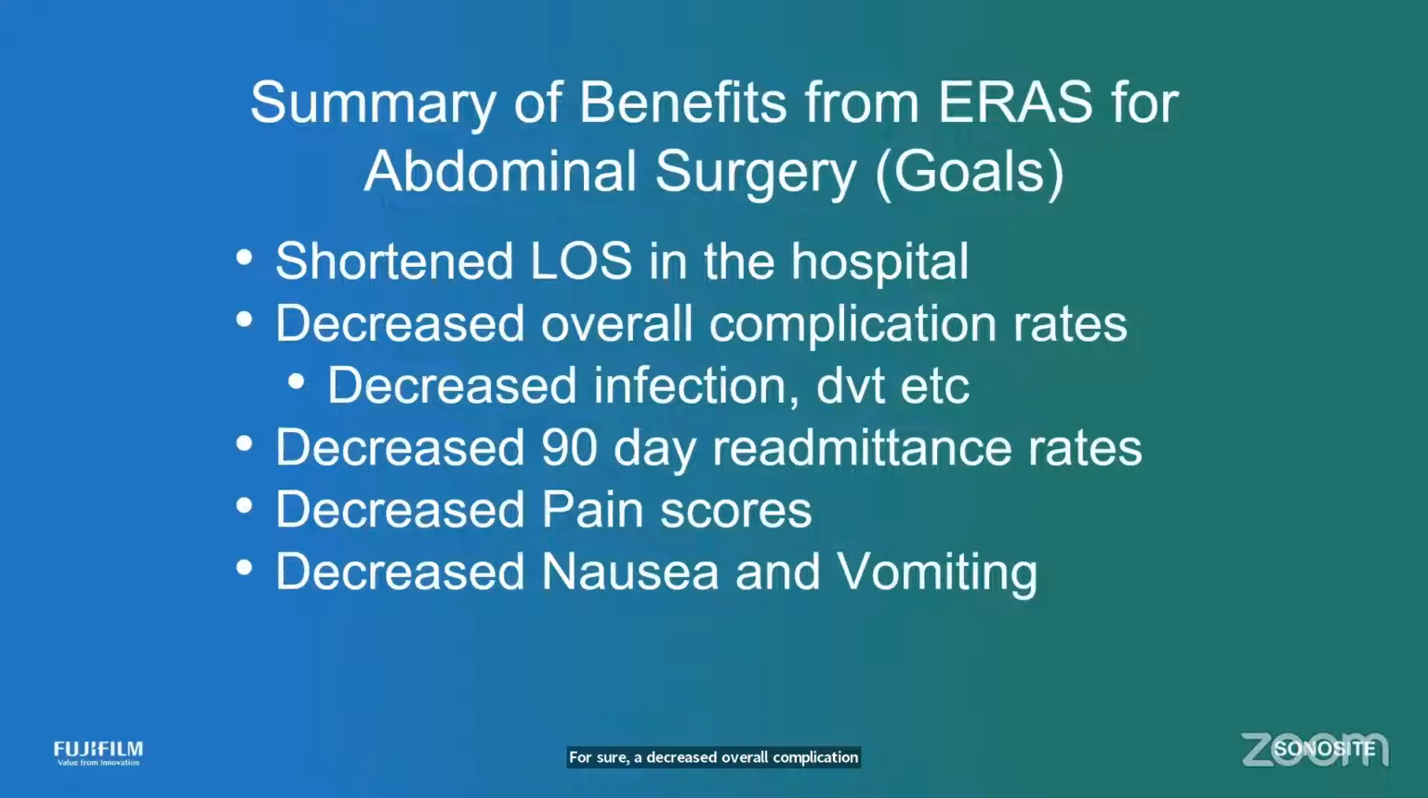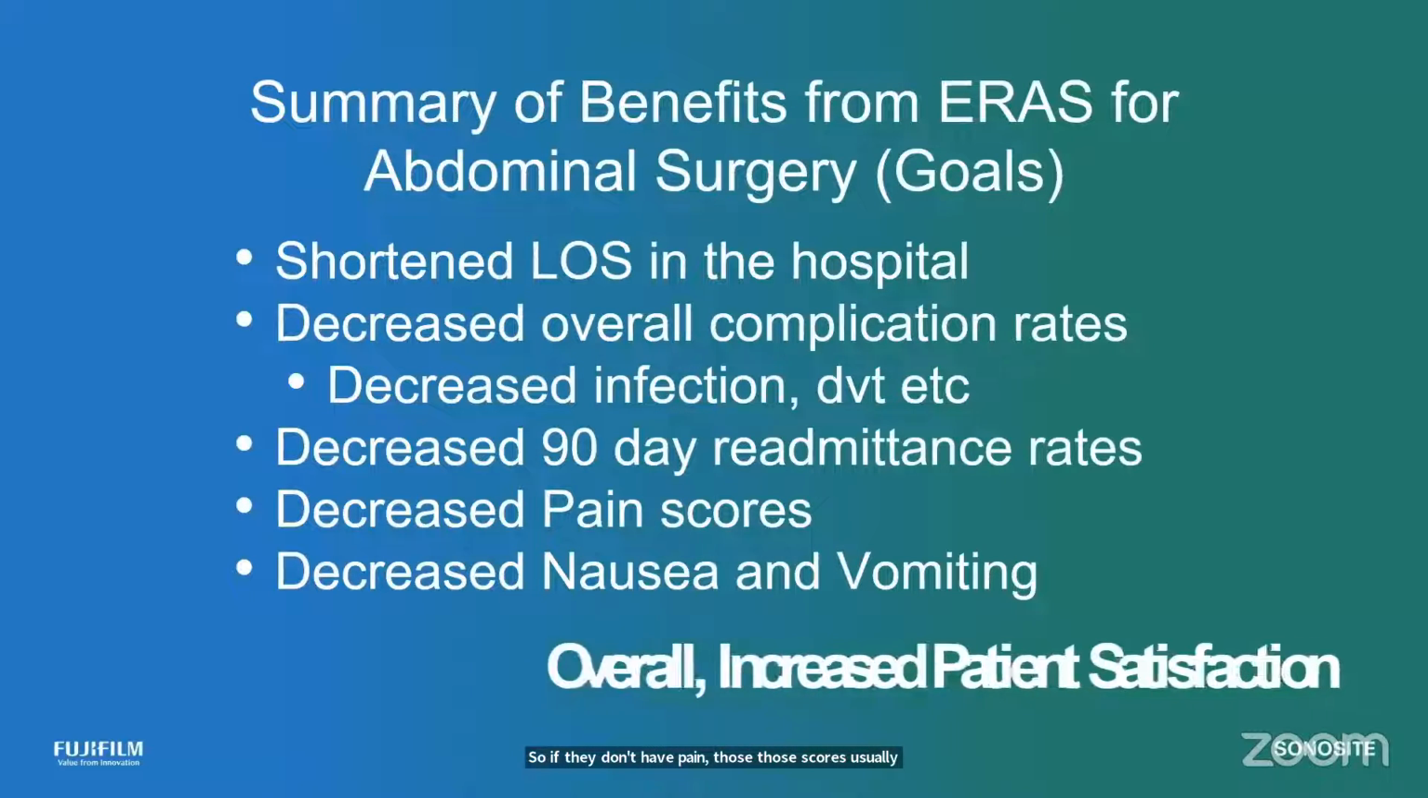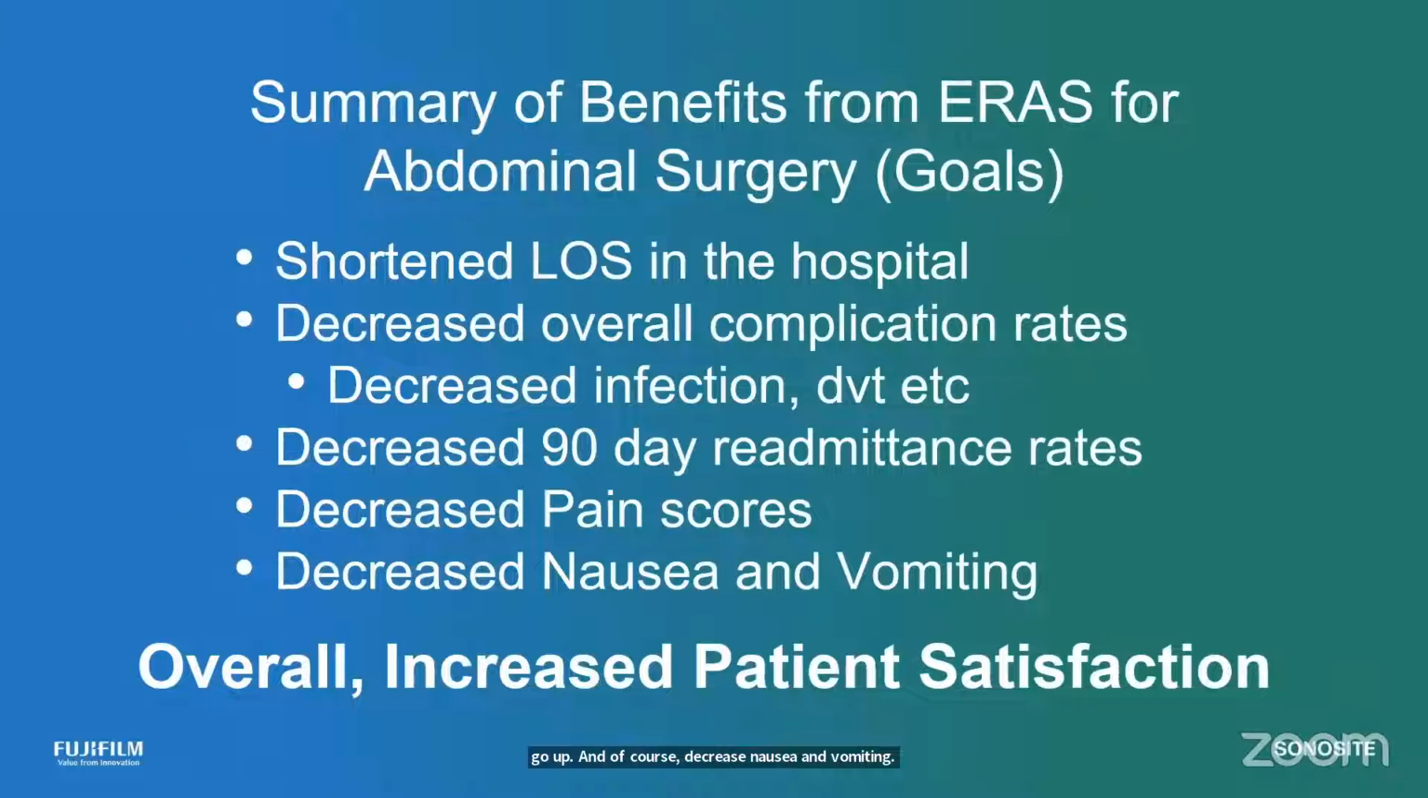Decreased 90-day readmittance rates, which is important because of the global fees now. Decreased pain scores, which is important. Again, most of what we do is driven by Press Ganey scores, feedback from patients. So if they don't have pain, those scores usually go up. And of course, decreased nausea and vomiting. Overall, the goal is increased patient satisfaction. So if you summarize all of that, patients get home faster, they have fewer complications, decreased pain and nausea and vomiting. Overall, patient satisfaction is going to be increased.